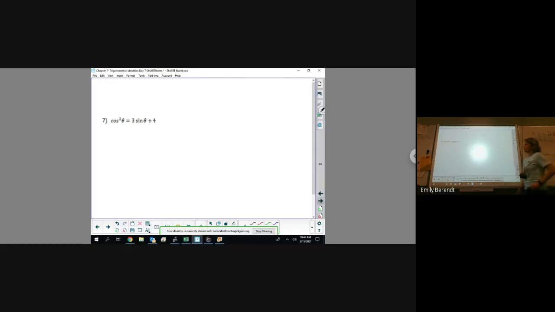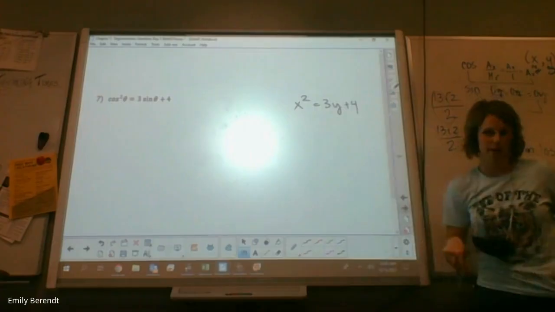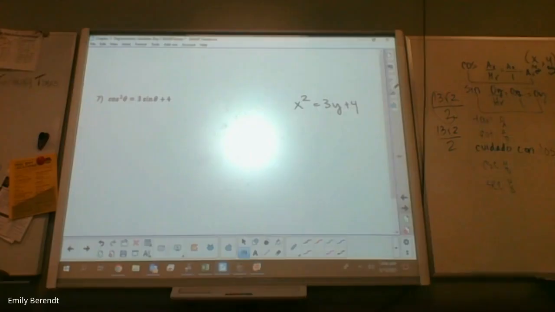But we have an example here on number 7 where we're going to have a no solution. You already know no solution is going to happen. So we've got cosine squared equals 3 sine of theta plus 4. Over in algebra land, write this. X squared equals 3y plus 4. Make your algebra problem. What's the problem with this algebra? You got 2 variables.